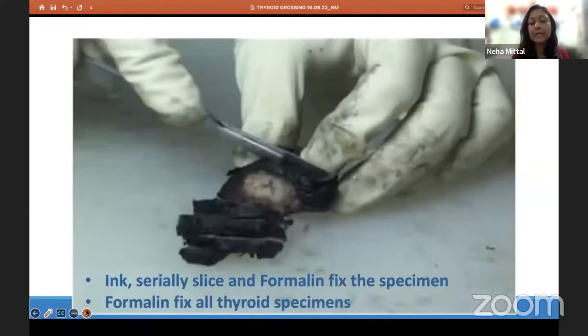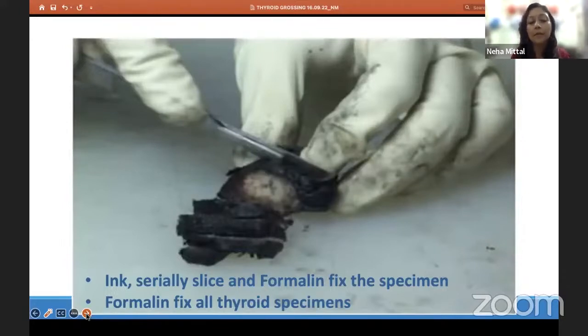Ink, serially slice, and formalin fix the specimen. Formalin fix all thyroid specimens. It is very important in a high volume center like ours, where it is very easy to gross a thyroidectomy specimen the same day because it's a very small specimen and it can be done very quickly. Do not do that. Formalin fix all the thyroid specimens.